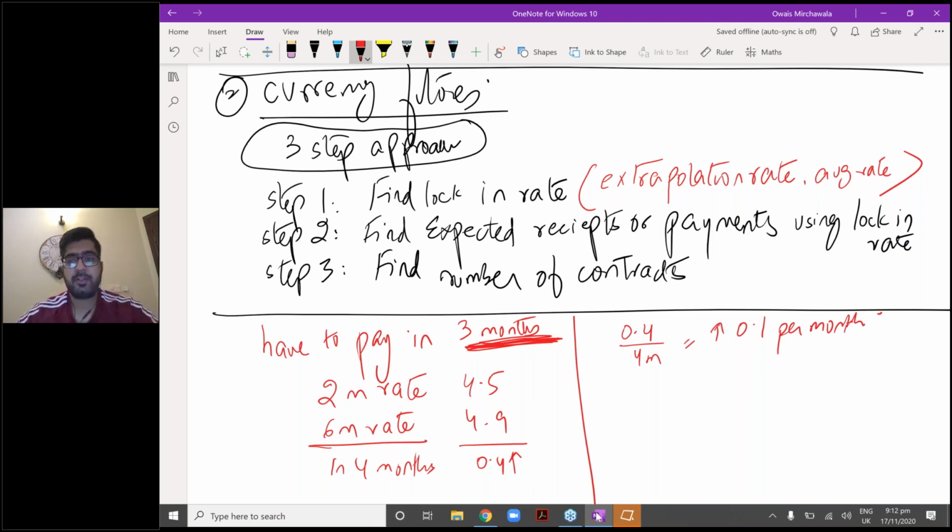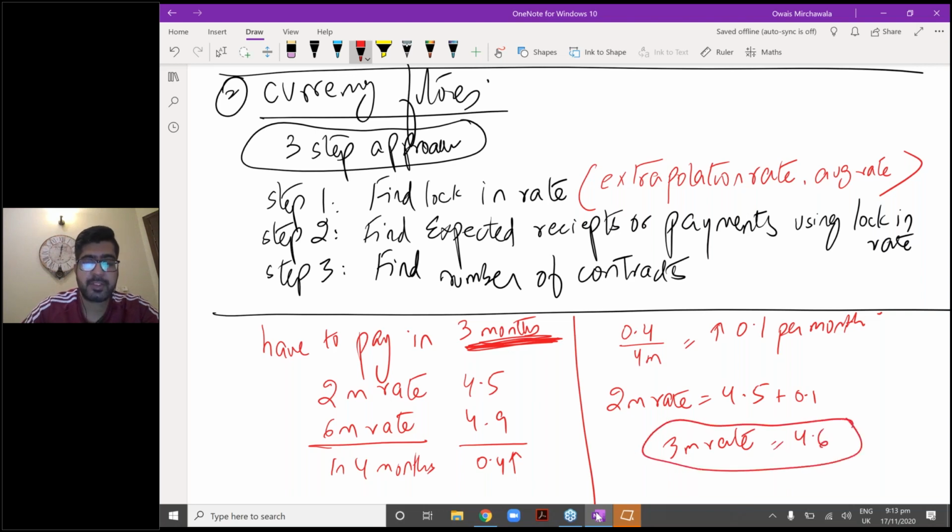So it's rising by 0.1 per month. So take the 2-month rate, 4.5, and it's rising by 0.1 per month. So you have to go 1 month forward, right? From 2 to 3. So if the 2-month rate is 4.5, it's rising by 0.1 per month. So till 3 months, it would rise by 1 time. So the 3-month rate will become 4.6.